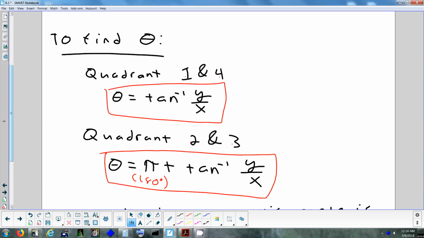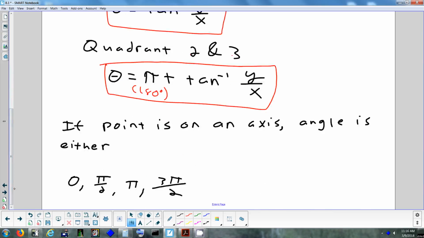But where else could you be besides in a quadrant? On an axis. Exactly. You could be on an axis. If you're on an axis, you just have to memorize the 4 numbers: 0, 90, 180, 270. There's no special formula to find theta if you're on an axis.